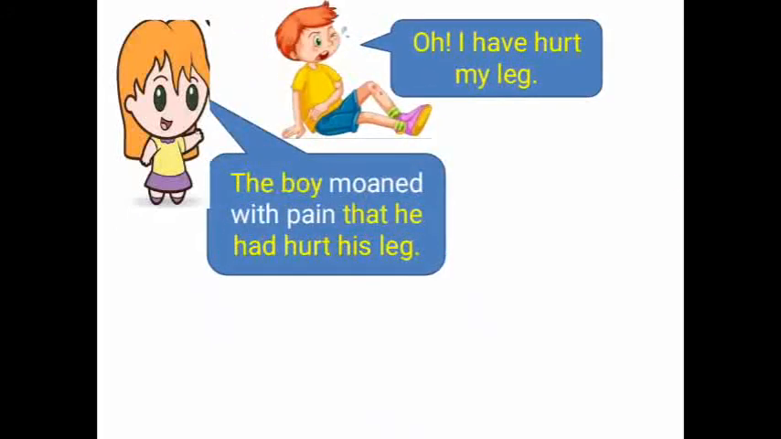Now let's look at an example. So this example makes clear the use of the exclamatory sentences in the reported speech. Oh, I've hurt my leg, says the boy. The boy moaned with pain that he had hurt his leg. Here, moaned with pain is the exclamation used. And the rest of the sentence you can change according to the tenses and pronouns. We have removed the exclamation, that interjection oh.